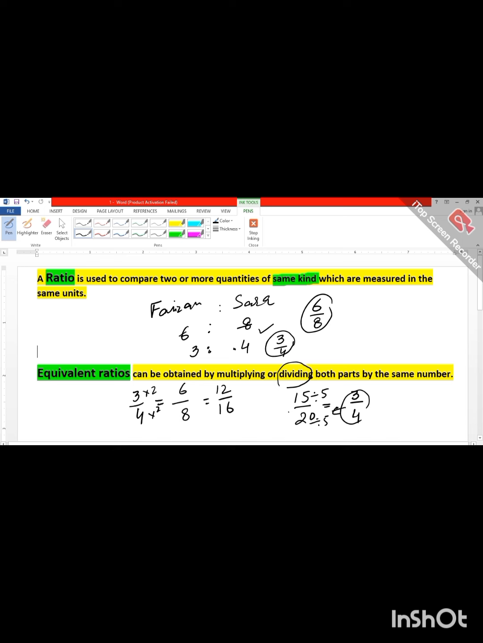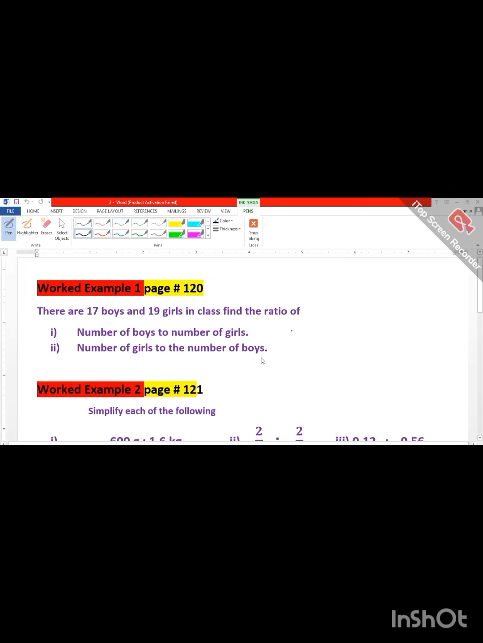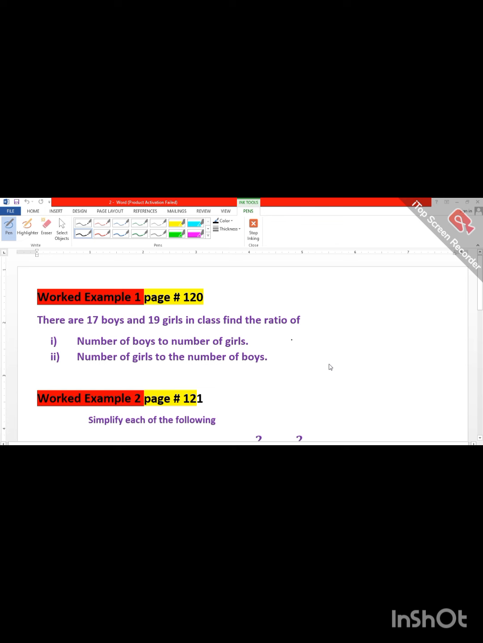Okay, now we start. Open your book at page number 120, that is the start of your chapter. There is the first worked example. There are 17 boys and 19 girls in a class. Find the ratio of the number of boys to the number of girls. Means first we will write the number of boys. Boys ratio girls. So how many boys are there? There are 17 boys, 17 ratio 19. That is the simplest form because both are prime numbers. We can't simplify them further.